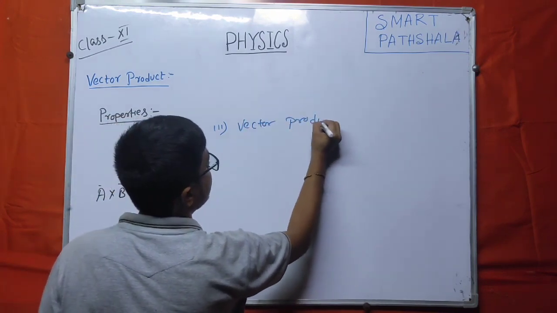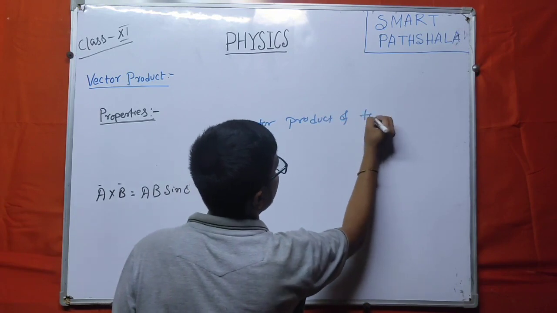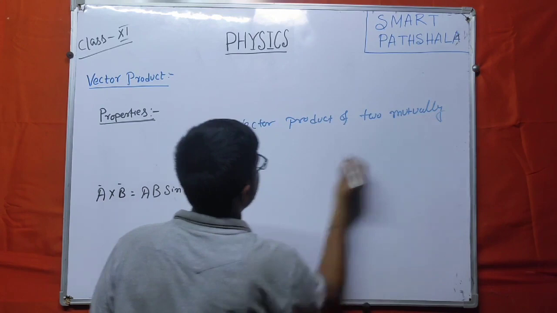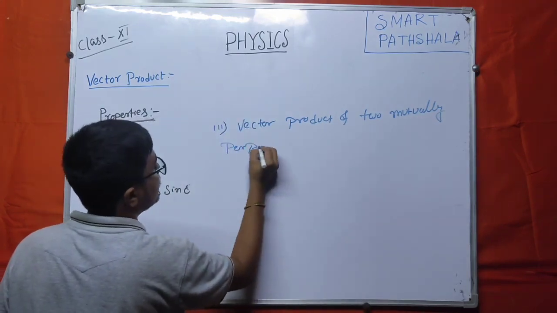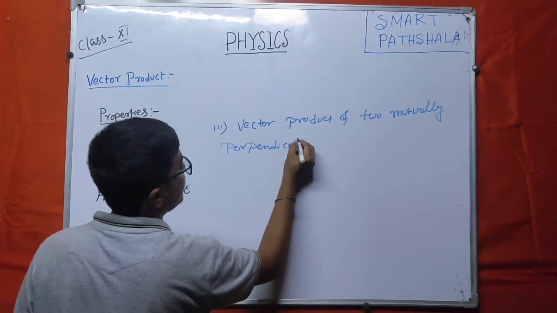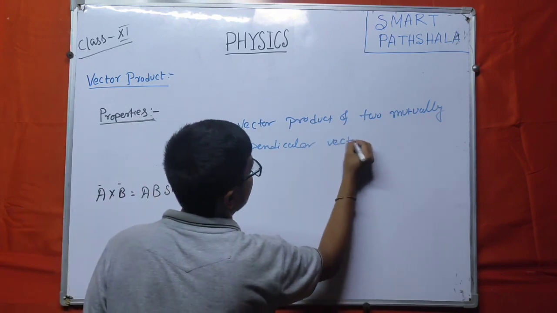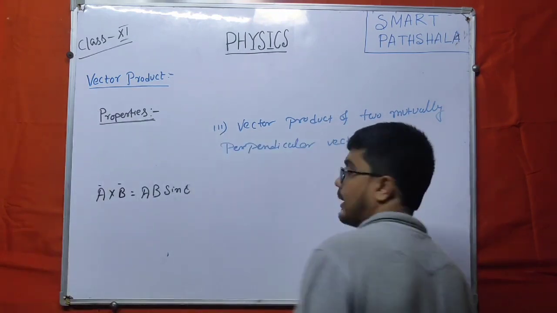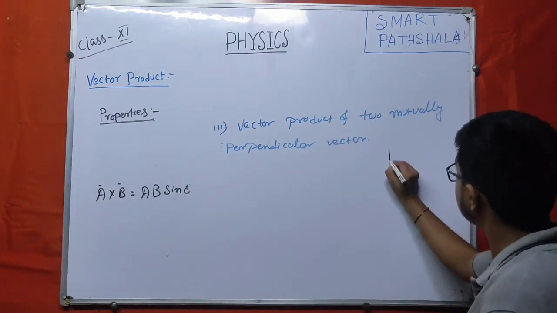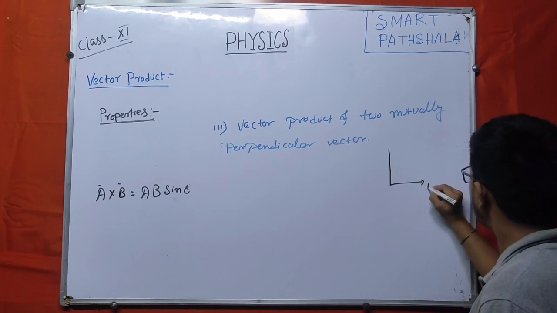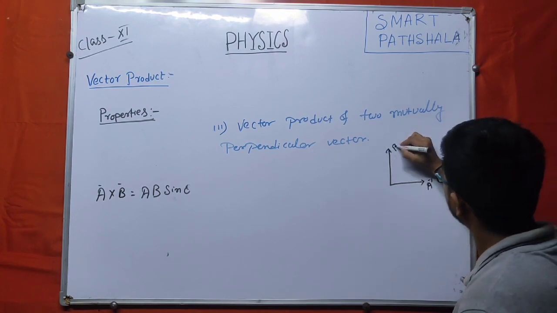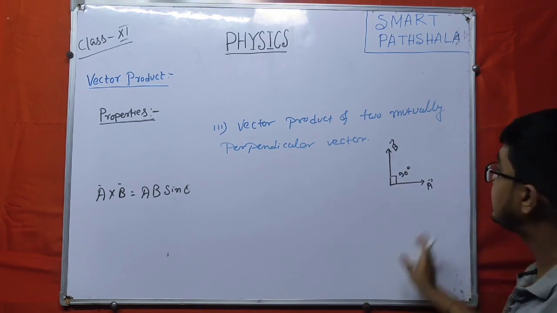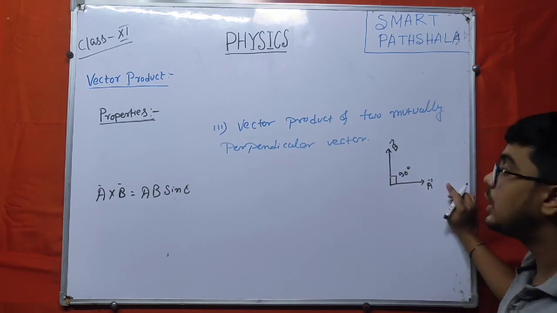Then our third property is the vector product of two mutually perpendicular vectors. What are mutually perpendicular vectors? Let us first understand this. You are given two vectors, a vector and b vector, and the angle between these two vectors is 90 degree. These two vectors are mutually perpendicular vectors.